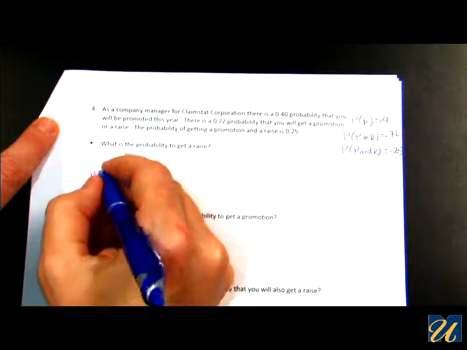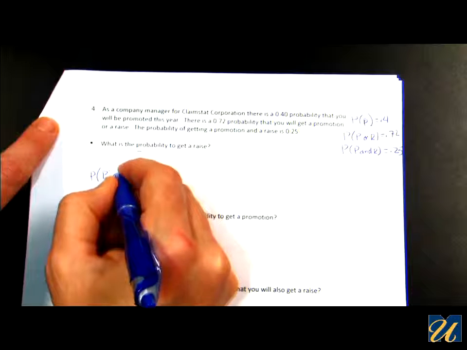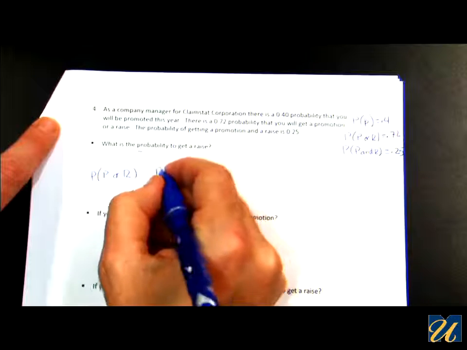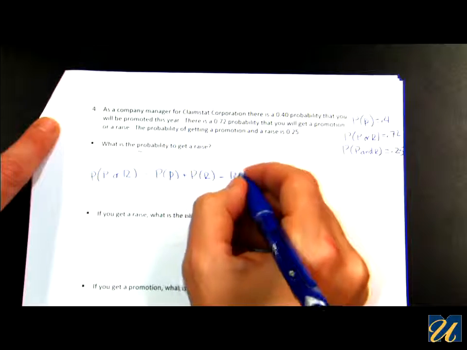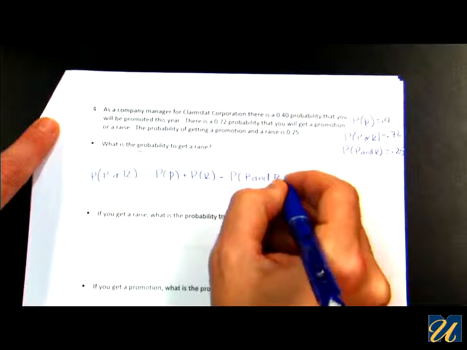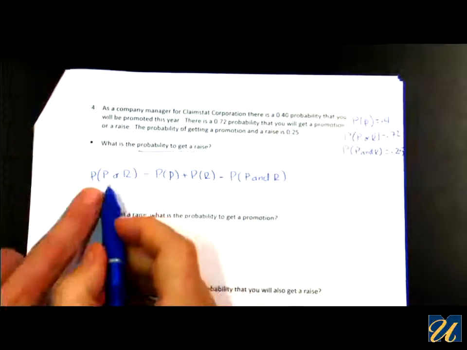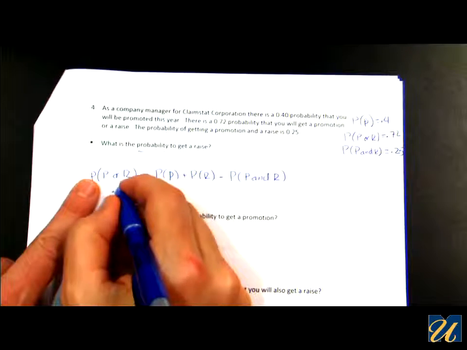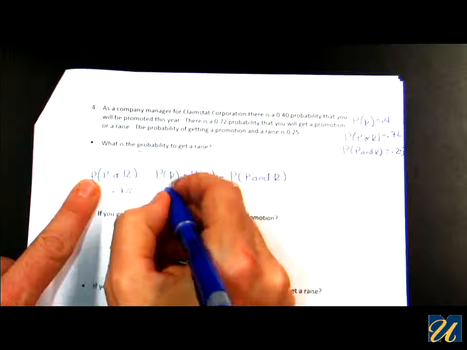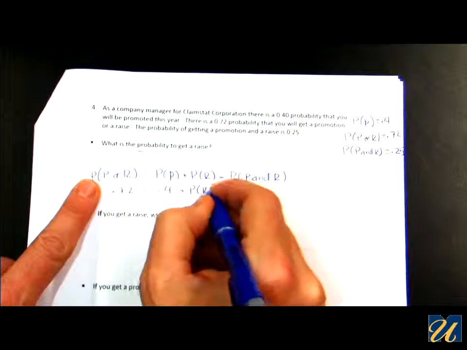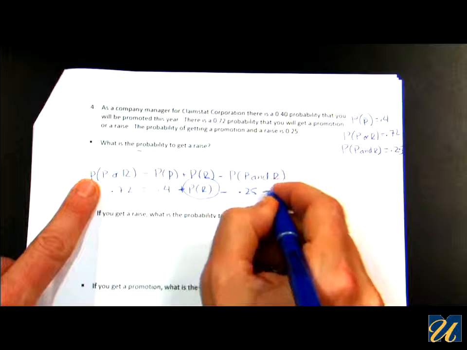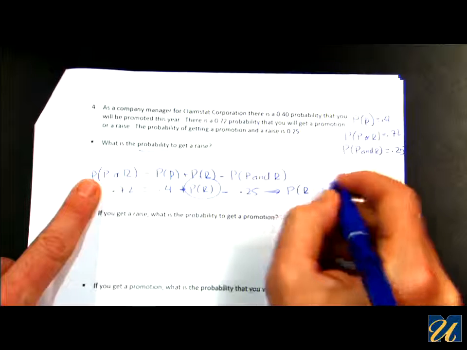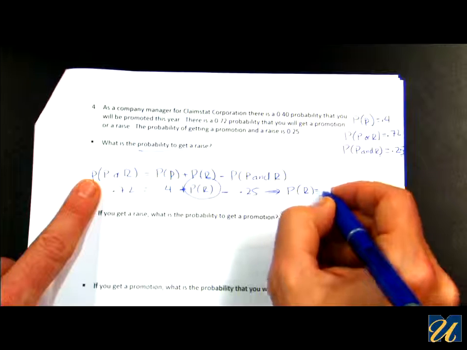So once again, we use our formula: probability of P or R is equal to the probability of P plus the probability of R minus the probability of P and R. So probability of P or R, we have it, is 0.72. Probability of promotion is 0.4. Probability of getting a raise is the one that I'm looking for, the unknown, minus both, 0.25. We solve for the unknown, therefore the probability of getting a raise will be equal to 0.57.